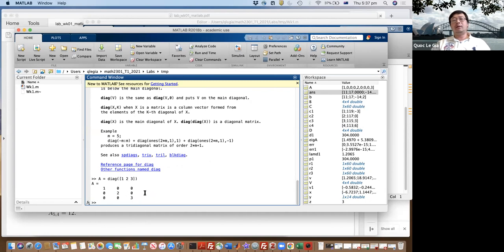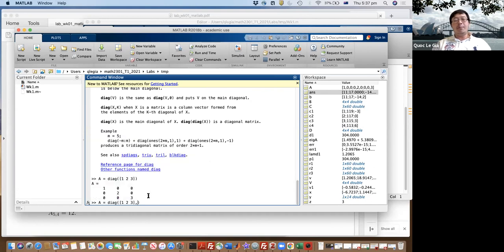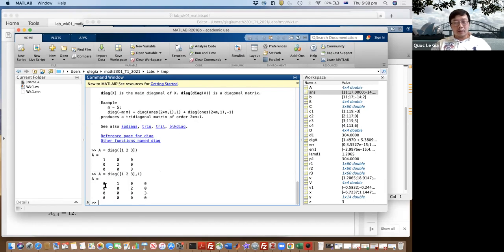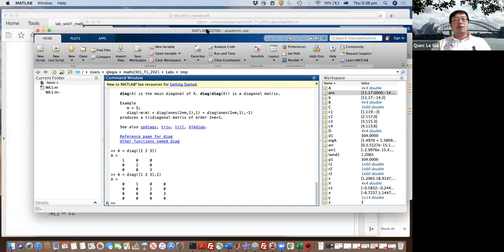Then it just takes that vector, whatever the length is, and puts it on the diagonal entries. Now suppose I have the same vector, but I want to put it on the upper diagonal entries. I just put in +1 here, and you see the diagonal here is just zeros, and it puts the 1, 2, 3 in the upper diagonal, but only one position over the main diagonal. So we use this command for the question.